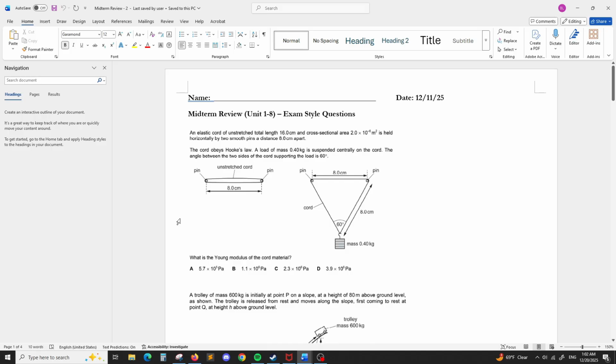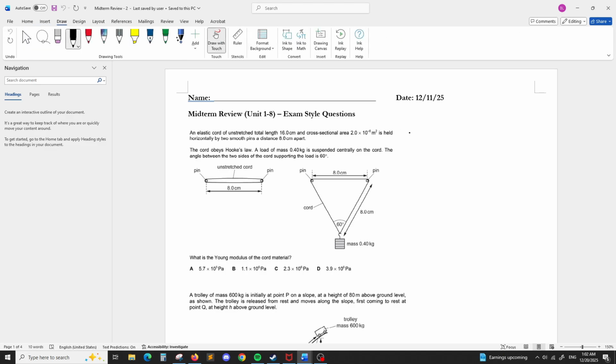Alright, so an elastic cord of unstretched total length of 16 centimeters and a cross-sectional area of 2.0 times 10 to the negative 6 meters squared is held horizontally by two smooth pins at a distance of 8.0 centimeters apart. The cord obeys Hooke's law. The load of mass 0.4 kg is suspended centrally on the cord. The angle between the two sides of the cord supporting the load is 60 degrees. What is the Young modulus of the cord material?